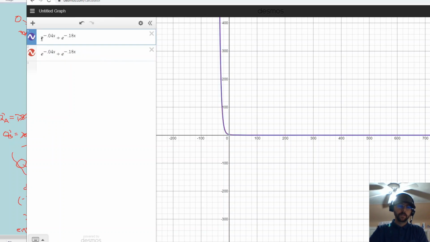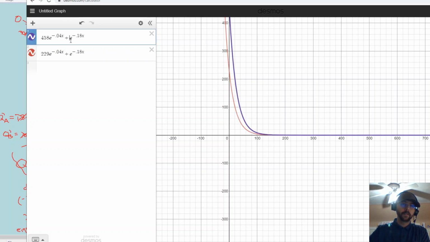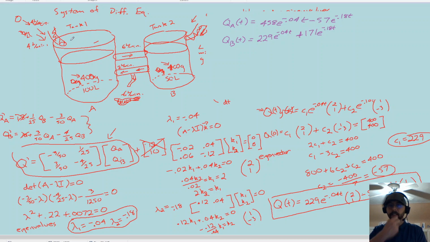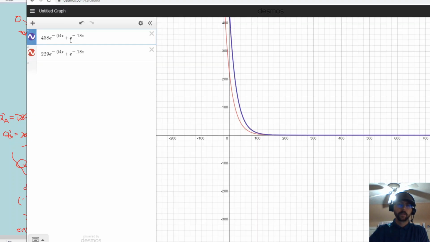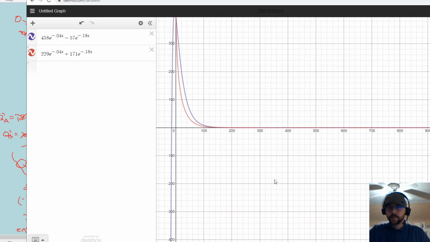Now for our constants, we have 458 and 229, 229, and we have negative 57 and positive 171. So this should represent the graphs of both of those over time. And they do both go to 0, so there's a good chance that I was correct.